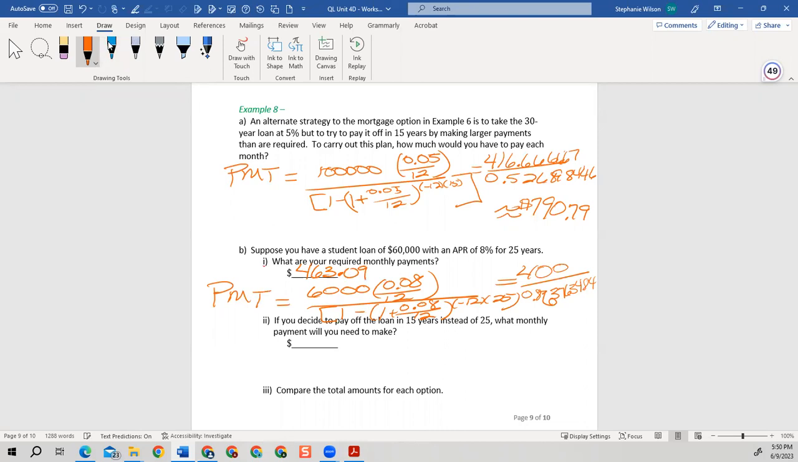Okay. And it just asks on the next one. I feel that you can do this next one. It says in place of 25 years, calculate what it would be for 15 years. And I will give you the answer, but I want you to try to figure it out for yourself. It's going to be $573.39.